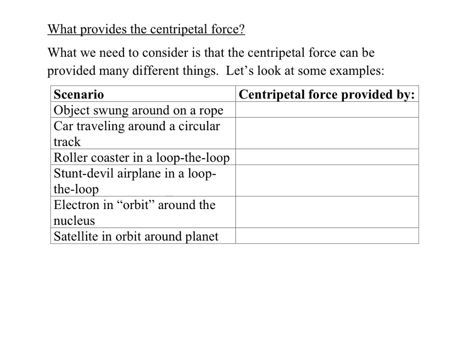The first one, an object swung around on a rope. The centripetal force is provided by what force again? Ft, tension. I'm going to put the word, and then I'm going to put the symbol that we would use for it. The car traveling around a circular track, what's keeping it from sliding out from the circle? Friction.